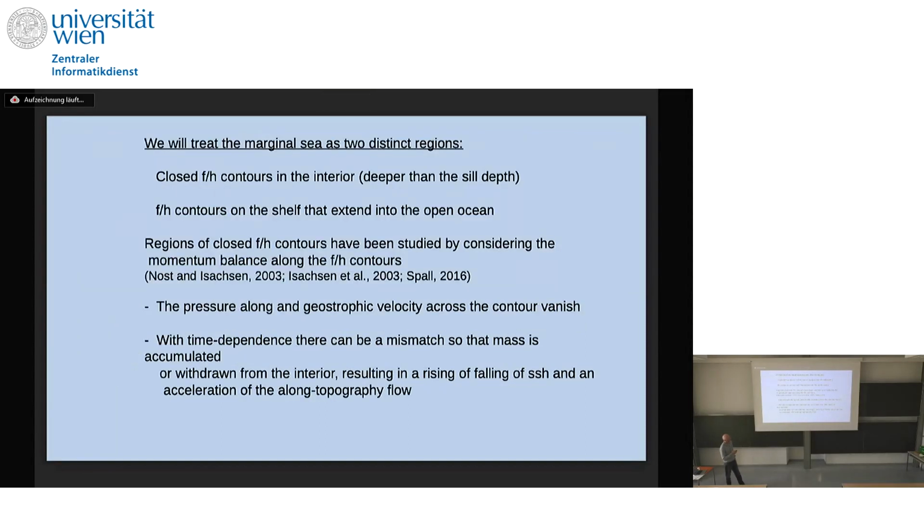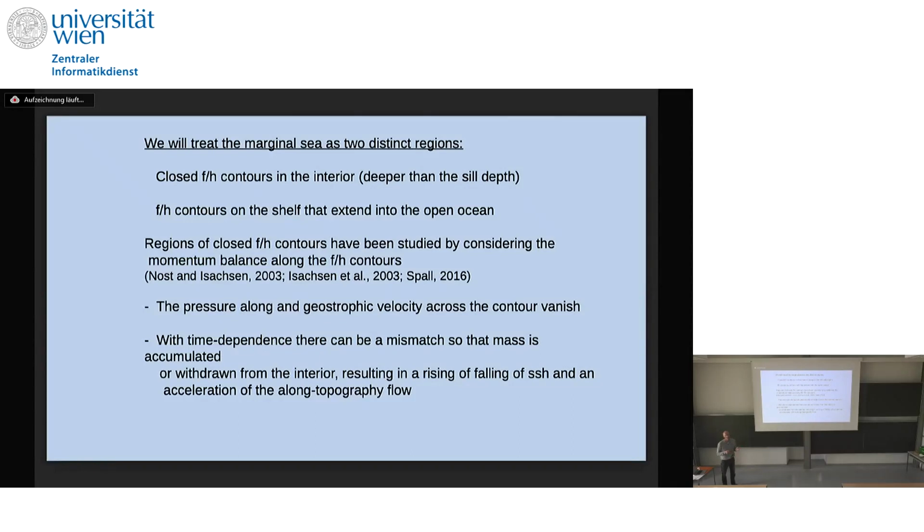Okay, so I mentioned there's two distinct regions: closed f over H contours, and those that extend to the open ocean. There's been some previous work on these that I reviewed a little bit. The nice thing about this approach of integrating along closed contours is the pressure term exactly drops out of the momentum equation because it's an exact differential. And the geostrophic velocity also drops out.